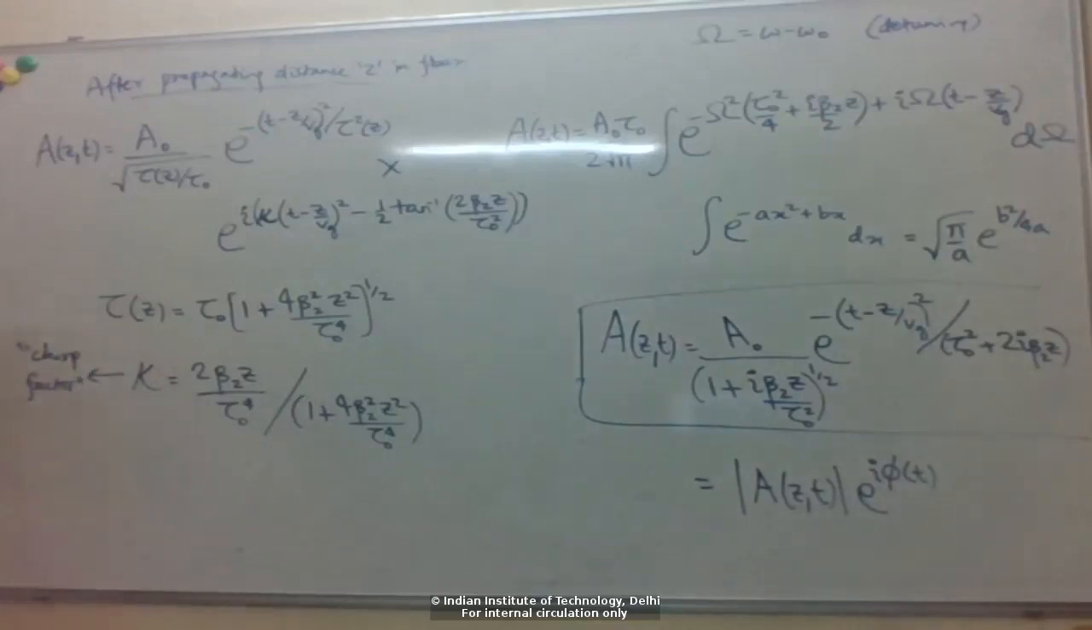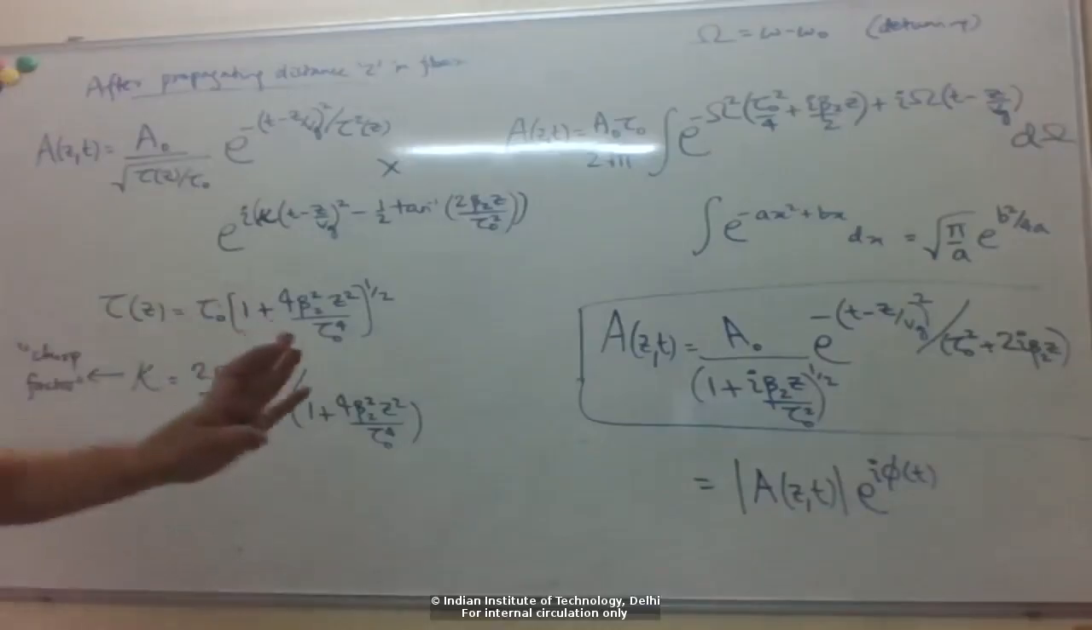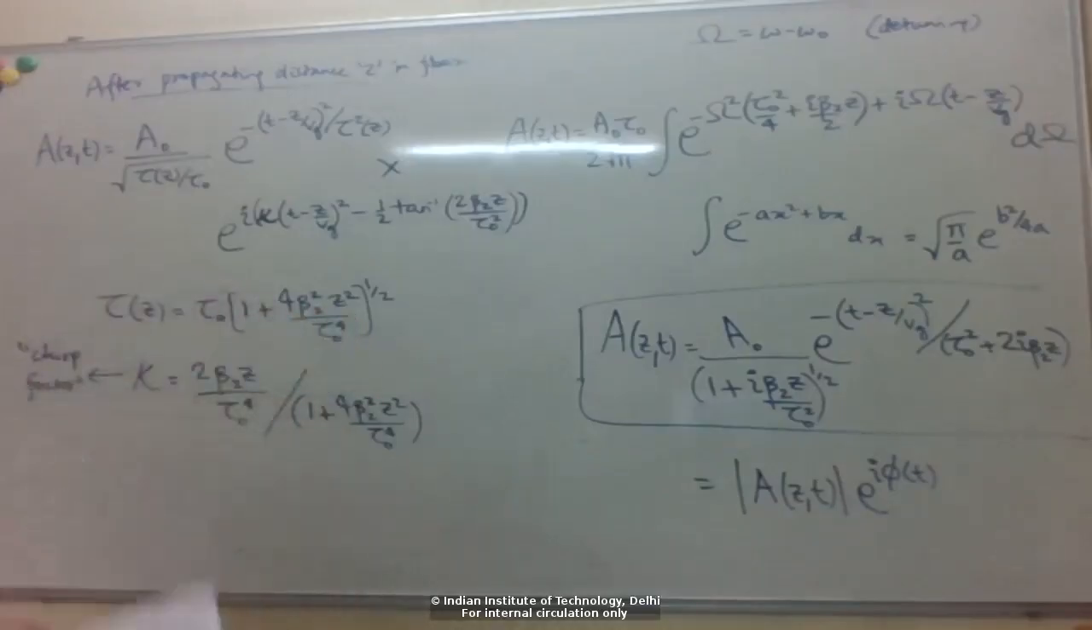So recall our discussion from last time: the pulse is broadening because the different frequencies are traveling at different group velocities due to this beta 2. This is group velocity dispersion, and that leads to chirp, with different frequencies now being delayed relative to each other within the pulse.